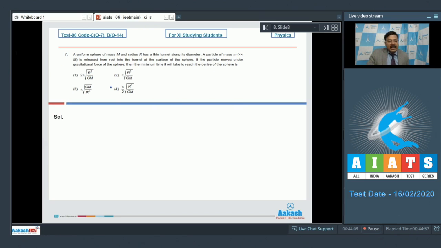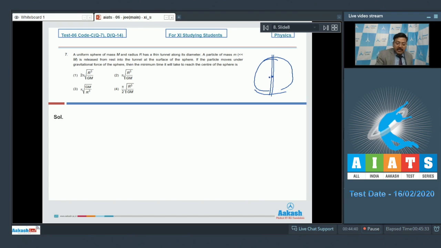As far as concepts are concerned, it involves concepts of gravitation as well as SHM, and we know that if a sphere is taken and if we dig a small tunnel through a large sphere and drop a particle from here, the particle is going to perform SHM. Let's find the expression for that SHM, and the time taken, if the time period is T, the minimum time it will take to reach the center will be T by 4.